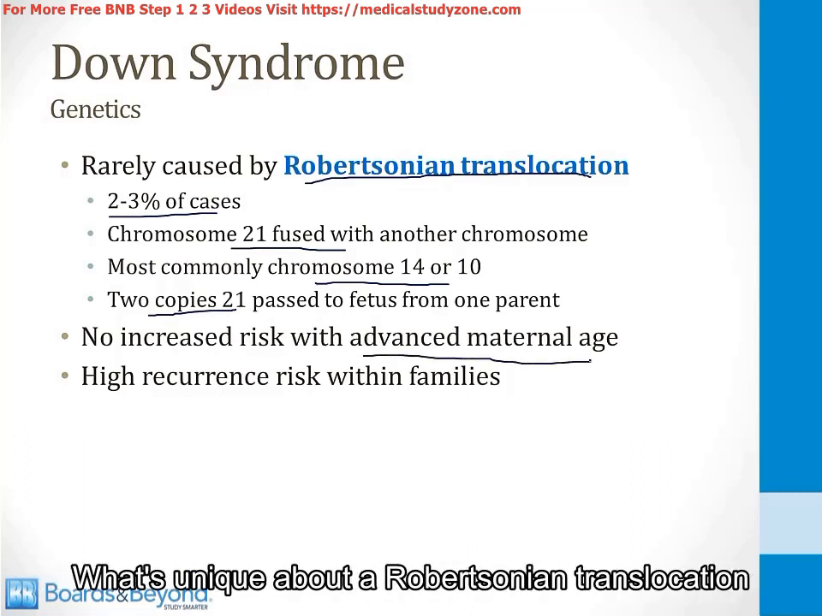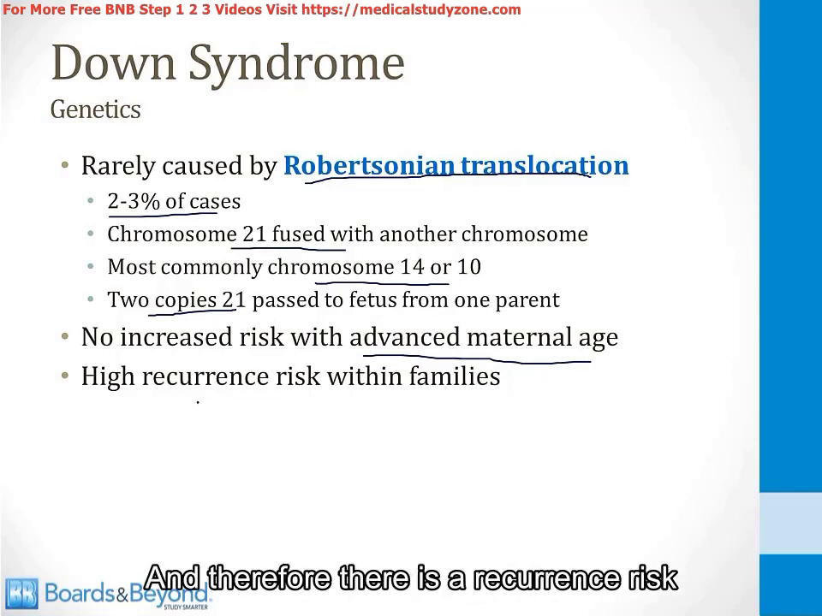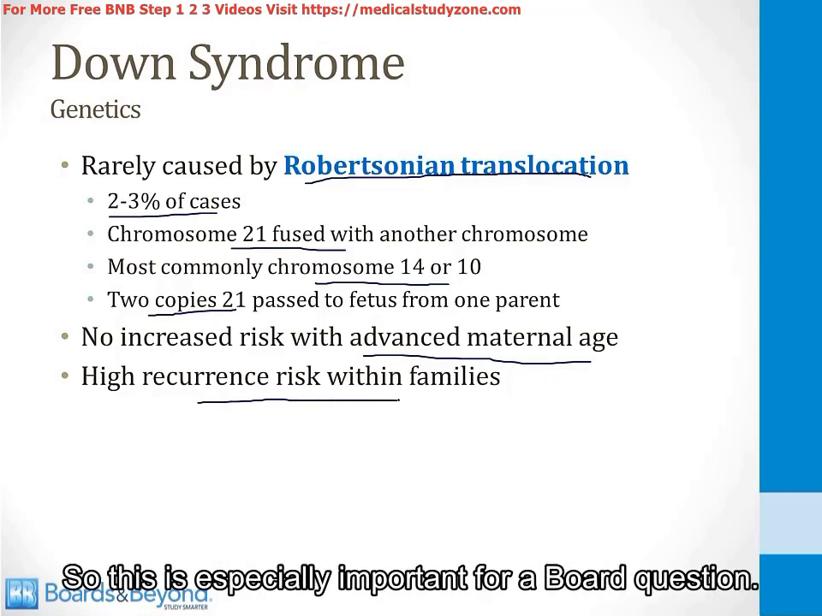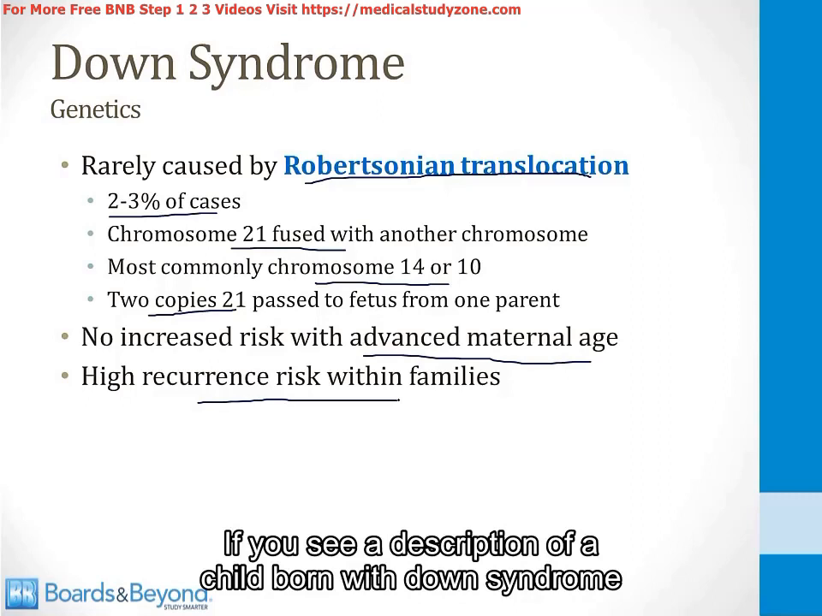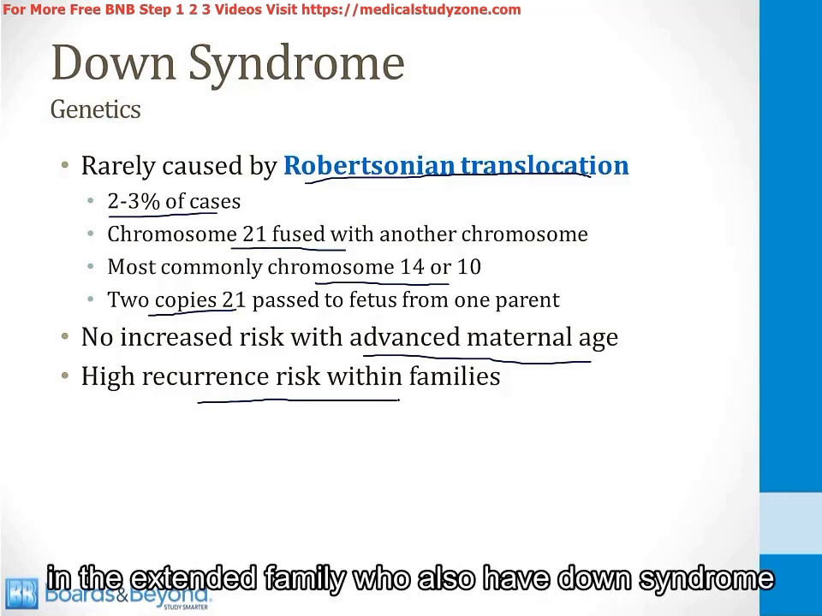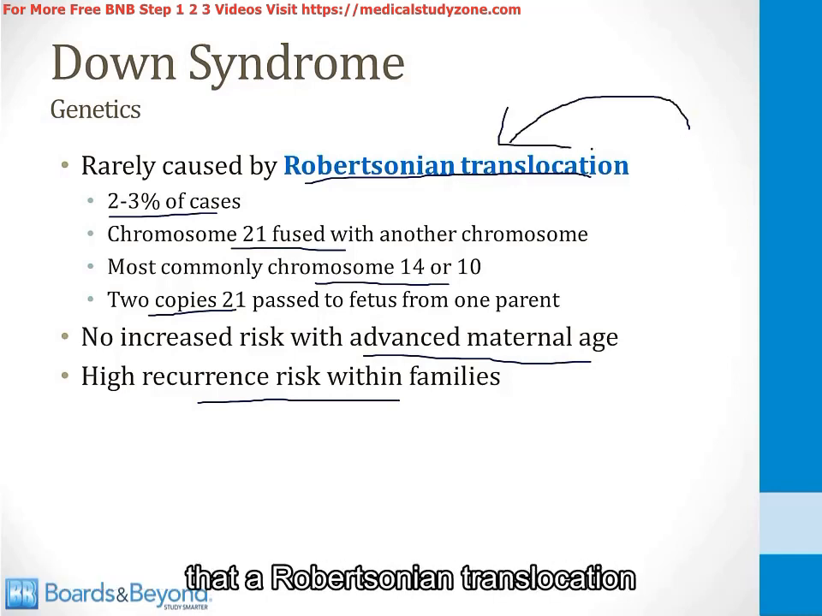What's unique about a Robertsonian translocation is that the fused chromosome can be passed through families, and therefore there is a recurrence risk for Down syndrome within families. So this is especially important for a board question. If you see a description of a child born with Down syndrome, and there are a number of family members in the extended family who also have Down syndrome, you should think about the possibility that a Robertsonian translocation may be the underlying genetic cause of Down syndrome in that family.